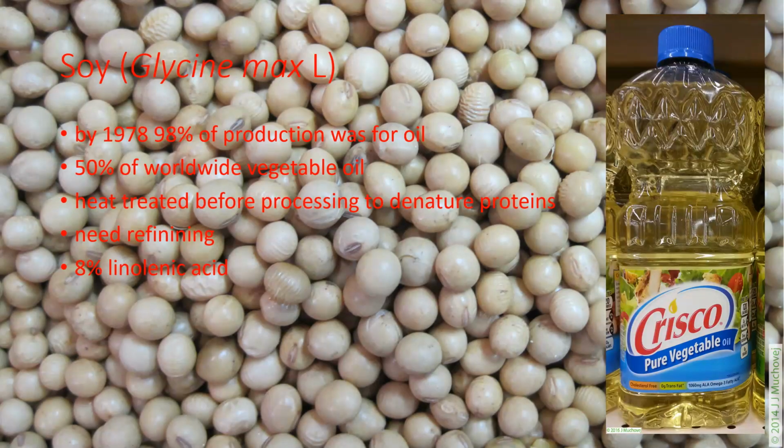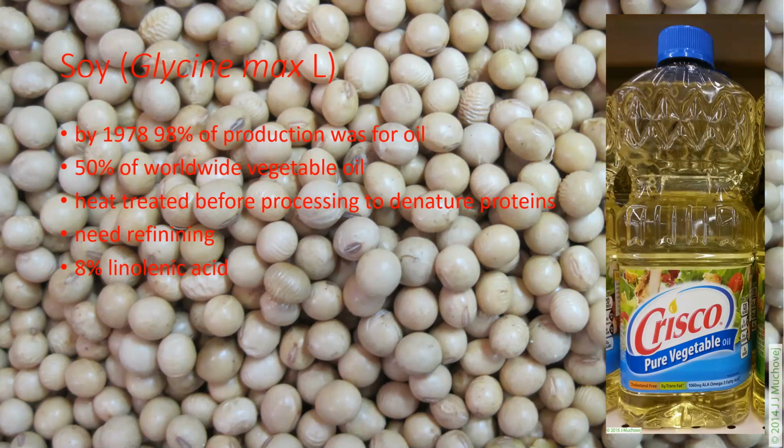We have soybean oil. We talked about soybean when we were looking at field crops. In the beginning, soybeans were originally used as a forage. By 1978, 98% of the production was for oil. That's in the United States. 50% of the worldwide vegetable oil comes from soybean.